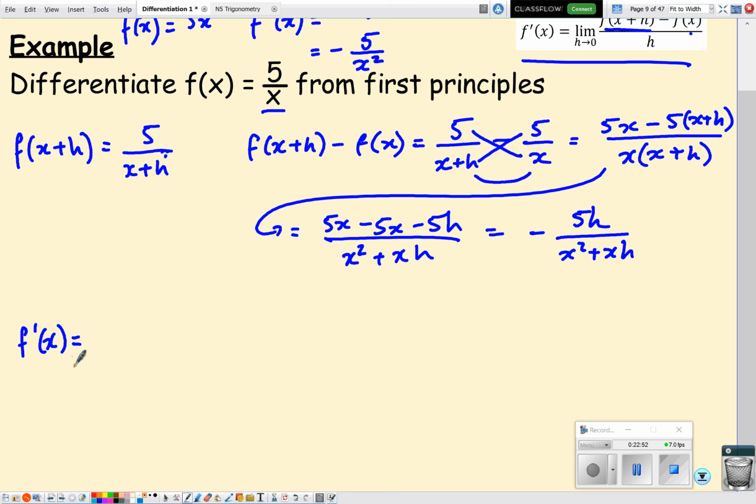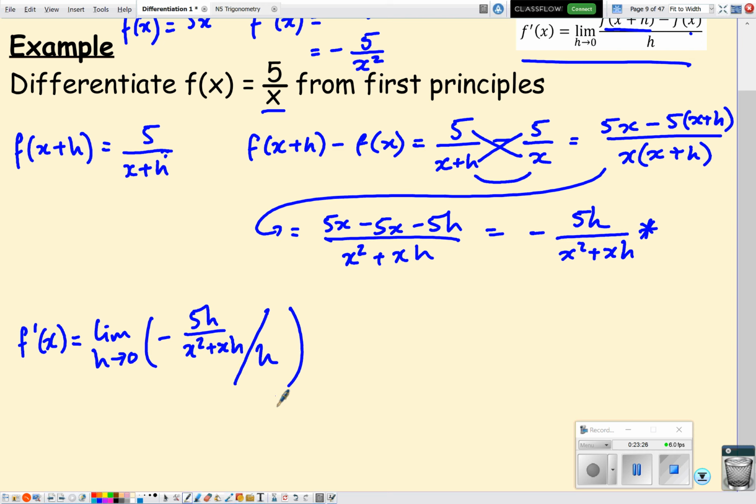Right, let's find the derivative. f dash of x, that is going to be f of x plus h minus f of x, so in other words, this. Oh, better write limit in, otherwise it's not strictly correct. Limit as h tends to 0 of minus 5h over x squared add xh, all over h itself.